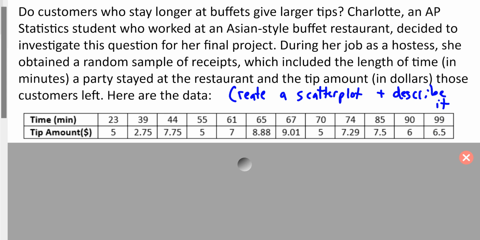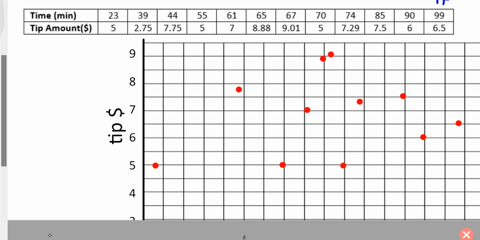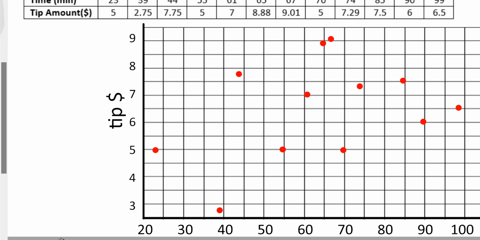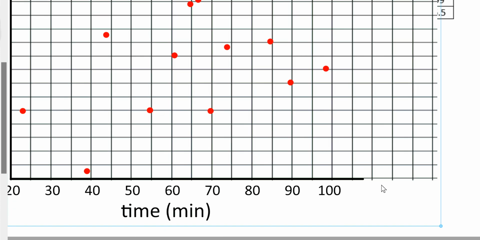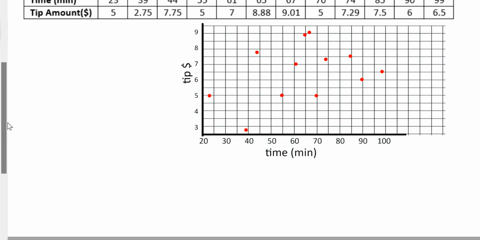Here's the data. I'd like you to create a scatter plot and then describe that distribution. See what you remember. Ready, set, go. All right, if you have that, hopefully it looks something like this. I've got tip amount as my y, and my x was time. I think that's a good decision for x versus y, because we're trying to see if the time kind of determines the tip amount.